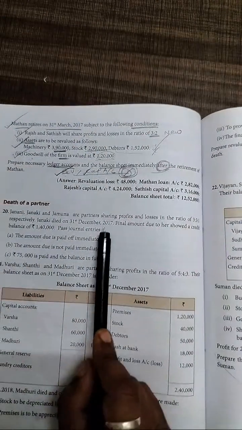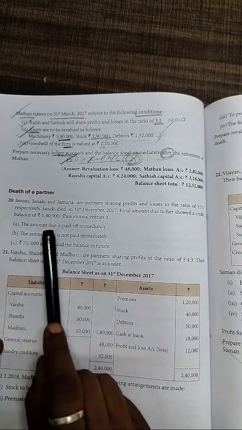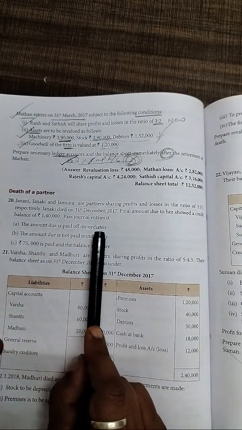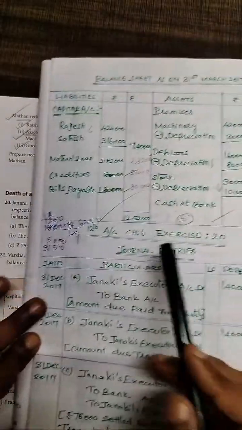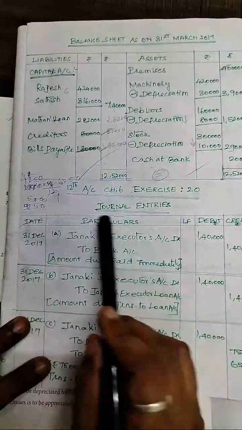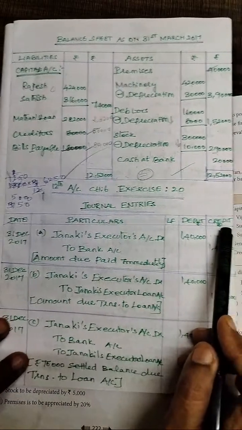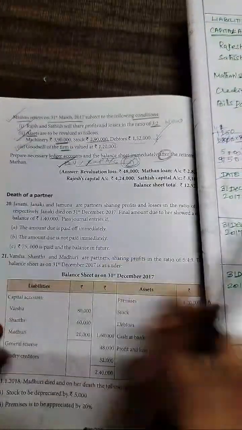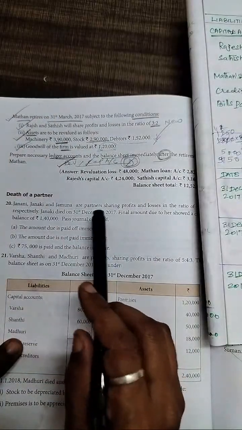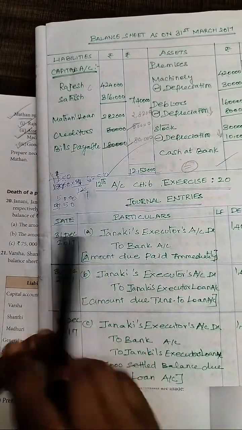Pass the journal entries for the three situations given below. Let's take the first situation. Amount due is paid off immediately. Okay, if the amount is paid off immediately, what is the journal entry? First, you know the format of the journal entry. Heading, you have to write journal entries, date, particulars, LF, debit column and credit column. Okay, in the date column, which date should you mention here? The died partner's date given in the question. That date you should enter here. Okay, dated 31st December 2017.